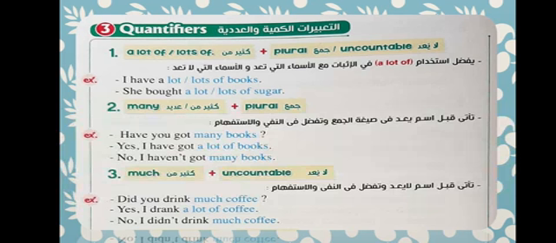Have you got many books? Yes, I have got a lot of books. A lot of can be used in the positive form. No, I haven't got many books. Many is used in the negative form.